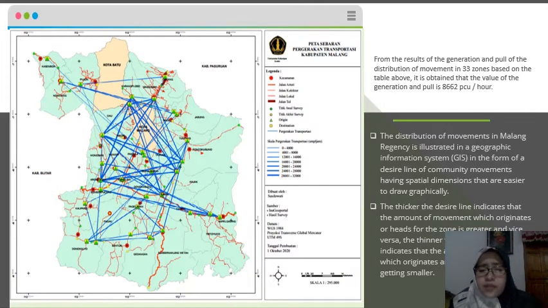The distribution of movement in Malang Regency is illustrated in a geographic information system in the form of a desire line of community movement having spatial dimensions that are easier to draw graphically. The thicker the desire line, the greater the amount of movement which originates or heads from the zone, and vice versa. The thinner the desire line, the smaller the amount of movement which originates and heads from the zone.